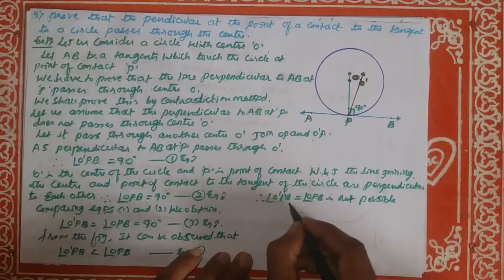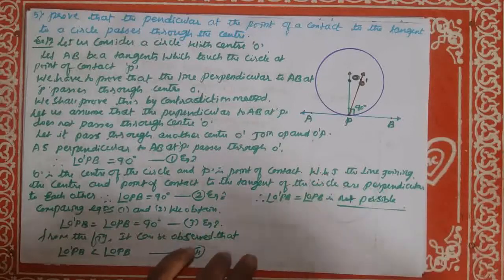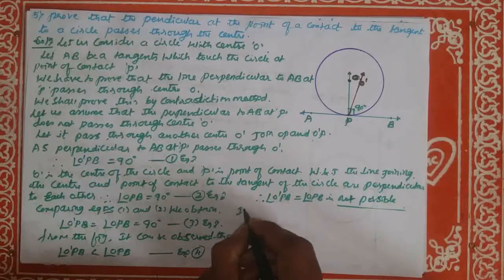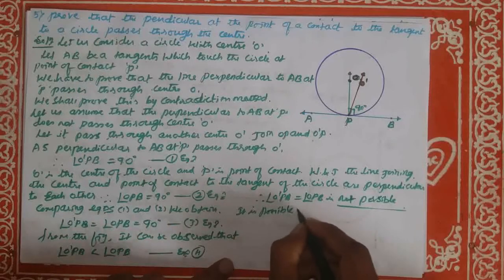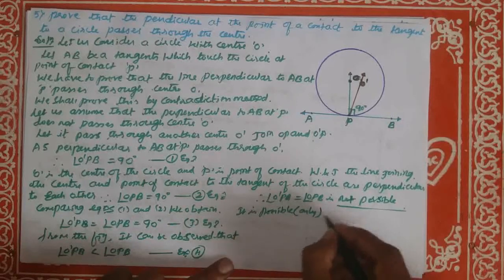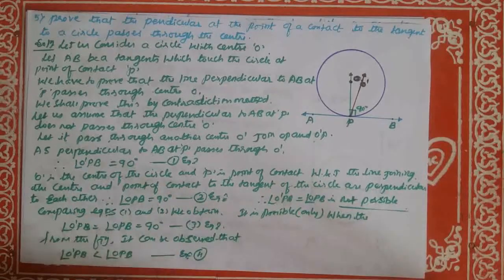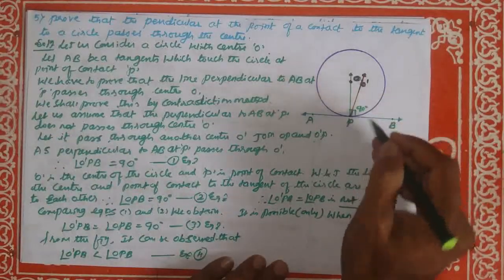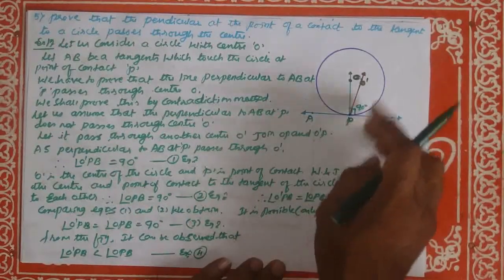Is not possible. This is O dash P, B. It is only possible when the line O dash P coincides with OP. Then only the line is perpendicular to AB at P, which passes through the center O.